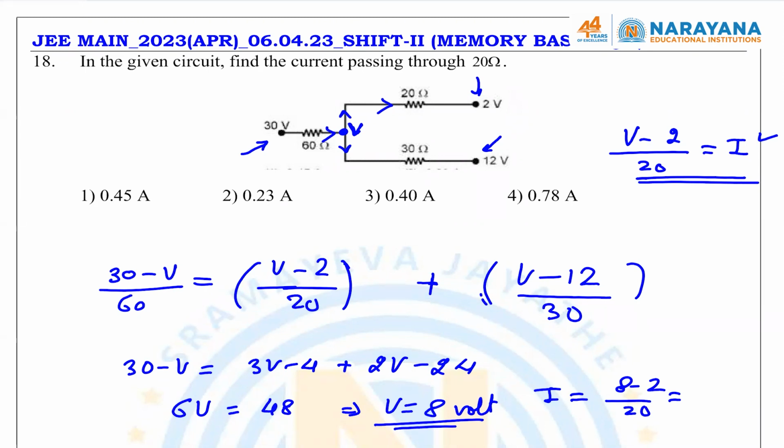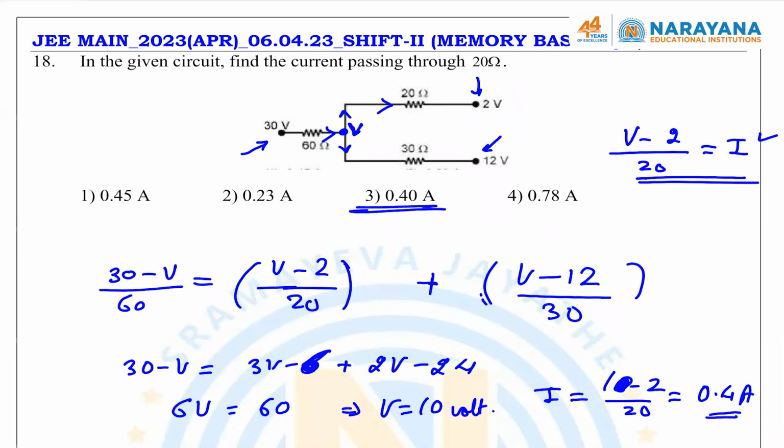Let's check it. I multiplied this whole thing by 60. So this is 30 minus V. This is 3V minus 6 because this thing will be multiplied. So 24, 30, right? So this is 60 actually. So V is not 8 volt, V is 10 volt. If V is 10 volt, then the current is 10 minus 2 by 20, that is 8 by 20, 0.4 ampere. That is the answer.